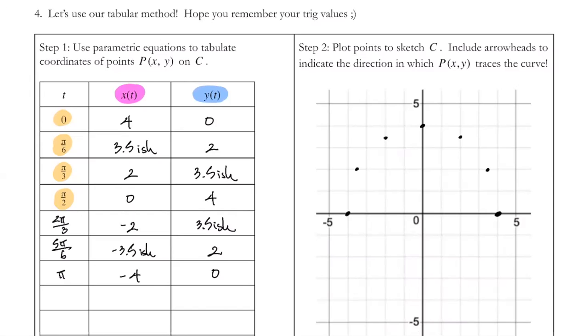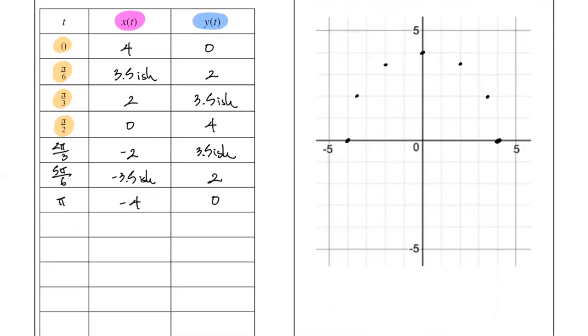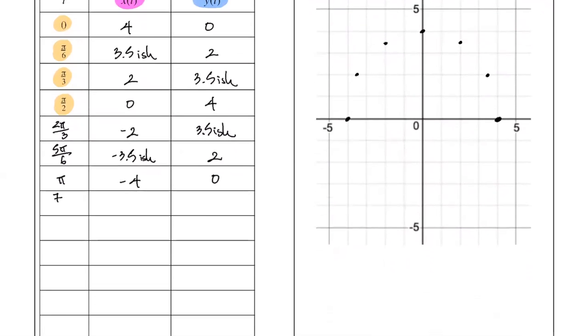All right. Now, at this point, Ethan could still be right. It could be the cosine curve. It's not, but he could be right, right? So let's plot some more points and see what we get, okay? 7 pi over 6, 4 pi over 3, 3 pi over 2. And let's see, I think we get negative 3.5, negative 2, and 0.